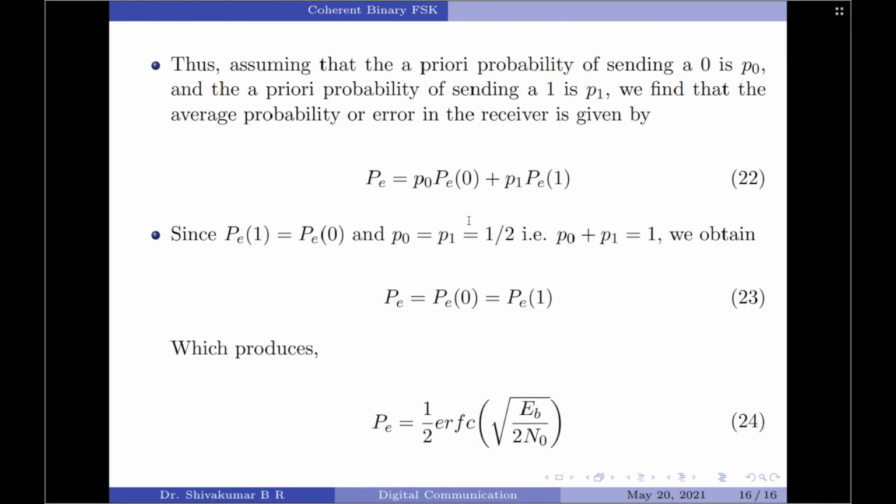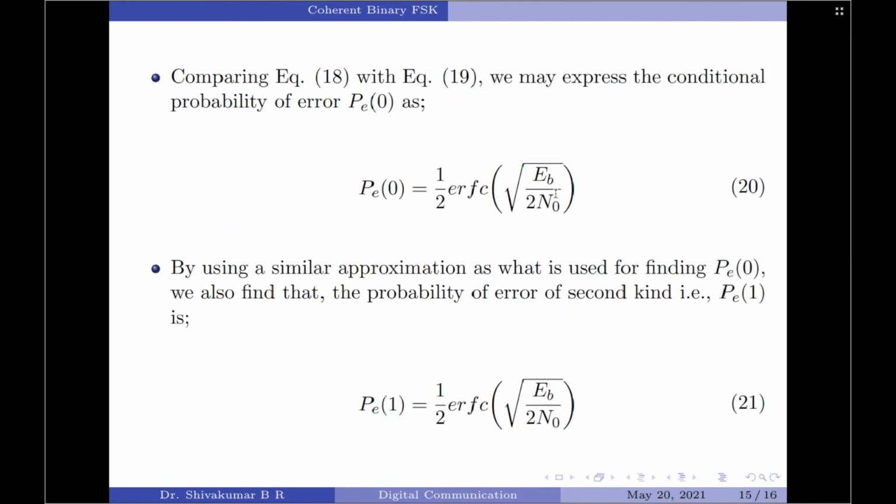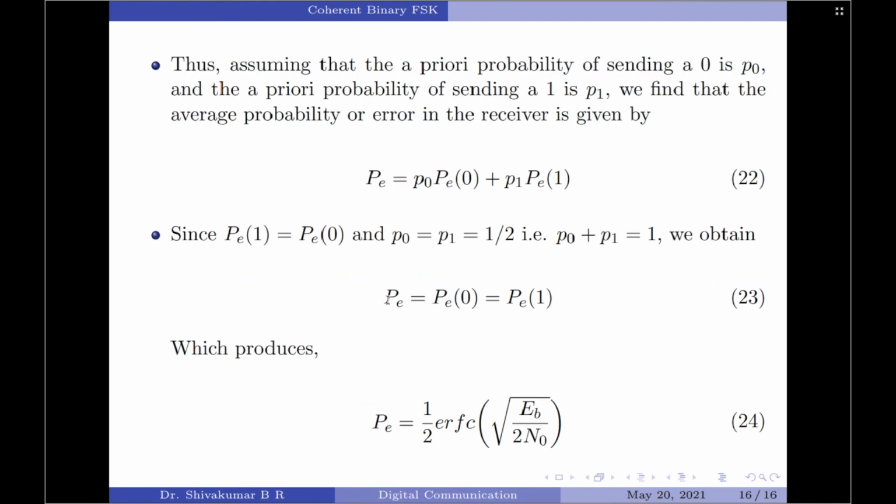Further, we also note that Pe naught is equal to Pe1. We have already shown it here. Therefore, the average probability of error will be equal to Pe of 0 as well as Pe of 1. Therefore, we can now conclude by stating that the average probability of error for the coherent binary frequency shift keying technique is given by 1 by 2 ERFC of square root of EB by 2N naught. Right. That is about the derivation for average probability of error.